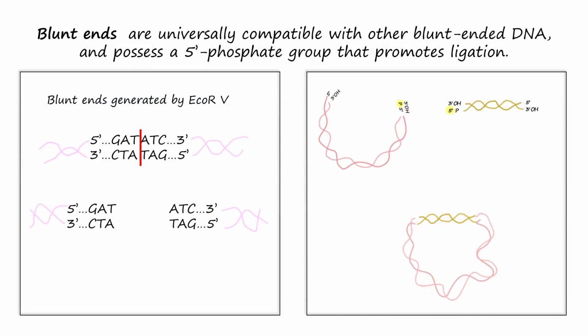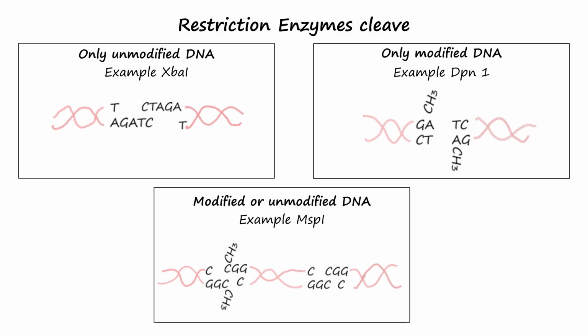Blunt ends are universally compatible with other blunt-ended DNA and possess a 5' phosphate group that promotes ligation. Blunt ends, however, are not as easily joined together as sticky ends. Besides the recognition sequence, restriction enzymes' ability to cleave is determined by the absence or presence of DNA modification. Many restriction enzymes only cleave unmodified DNA. Some are insensitive to modification and others only cleave modified DNA, such as methylated DNA.